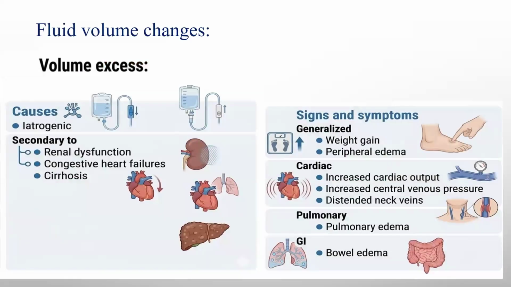So the fluid volume changes: the volume excess, or hypervolemia. It refers to the increase in the extracellular fluid volume leading to fluid overload. The causes can be iatrogenic excessive IV fluid intake, and it can be secondary to renal dysfunction, congestive heart failure, and cirrhosis. The signs and symptoms are generalized symptoms like weight gain, peripheral edema, and cardiac symptoms like increased cardiac output, increased central venous pressure, distended neck veins, pulmonary edema, and bowel edema.